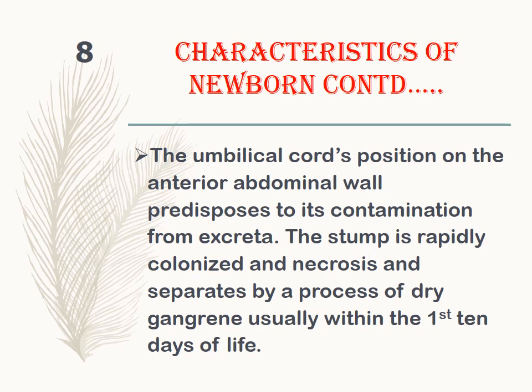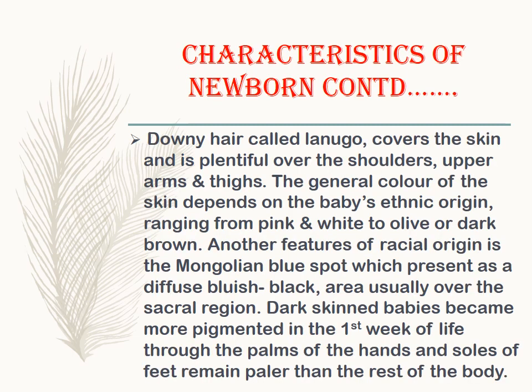The umbilical cord's position on the anterior abdominal wall predisposes it to contamination from excreta. The stump is rapidly colonized, and undergoes necrosis and separation by a process of dry gangrene, usually within the first 10 days of life. Downy hair called lanugo covers the skin and is plentiful over the shoulders, upper arms and thighs.